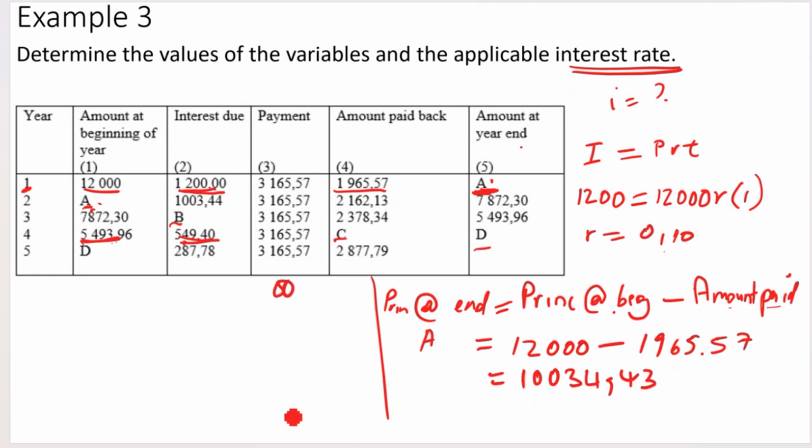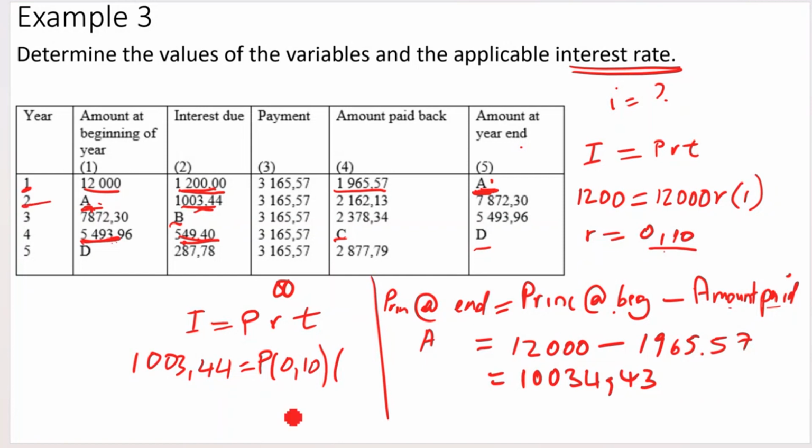Or here on this A, you know that your I is equal to the principal at the beginning times RT. Your I on this line is 1003.44. You don't know the principal at the beginning, which is your A. You know what your R is, 10%, so you're going to have 0.10. Your T is only for this year, it's not 2 years. Let me emphasize that, guys. You are only calculating for only one period, so your T here is equal to 1 and not 2.